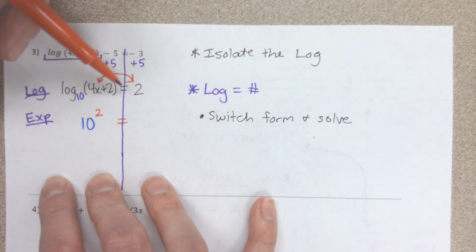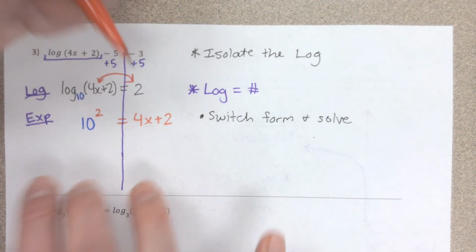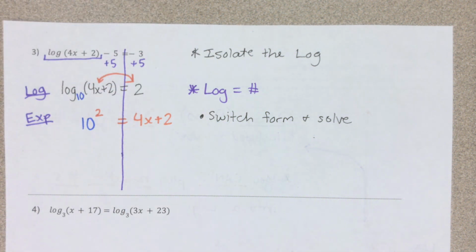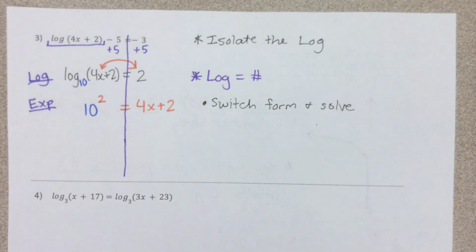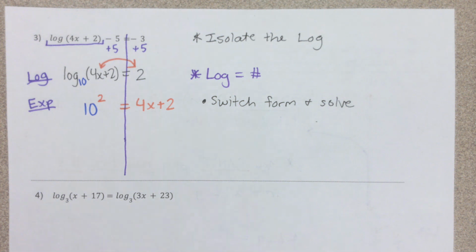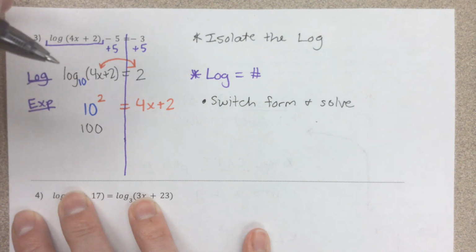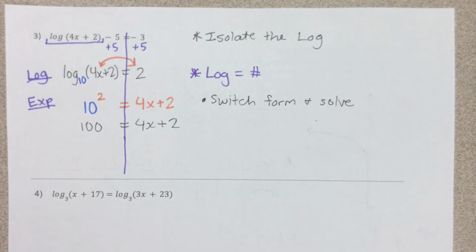Equals, and yes, you can move this entire thing to the other side. Sometimes you'll have multiple terms there. Just follow the rule and you'll be fine. And then we have the same thing going on as the previous problem. We have a number squared on one side, and then the other side is just an expression to solve. So we'll turn 10 squared into what it's actually equal to, 100. 100 equals 4x plus 2. And then we solve.